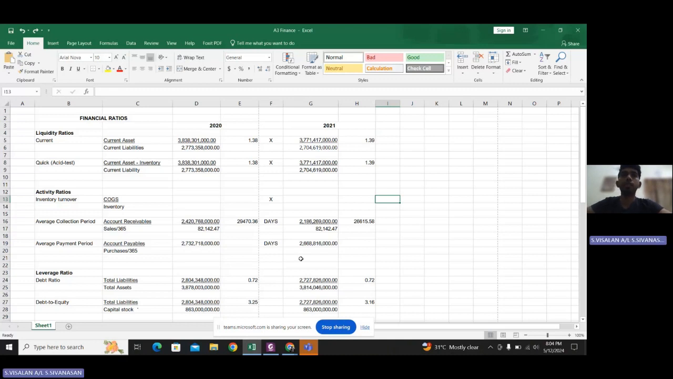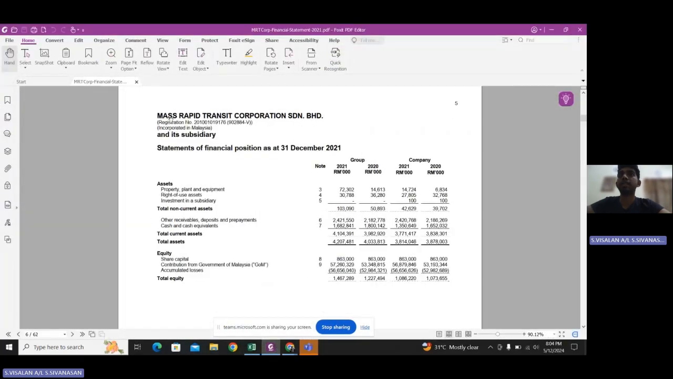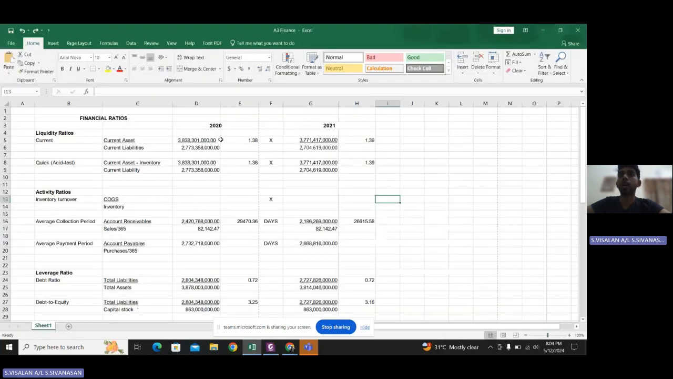So hi everyone. Today I'm going to present the financial ratio analysis of Mass Rapid Transit (MRT) Corporation Sdn Bhd for the year 2021. I also did 2020 to see the comparisons. So we start with liquidity ratios now.